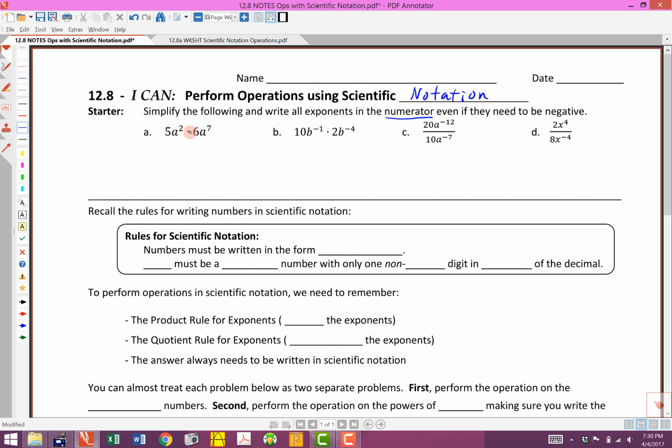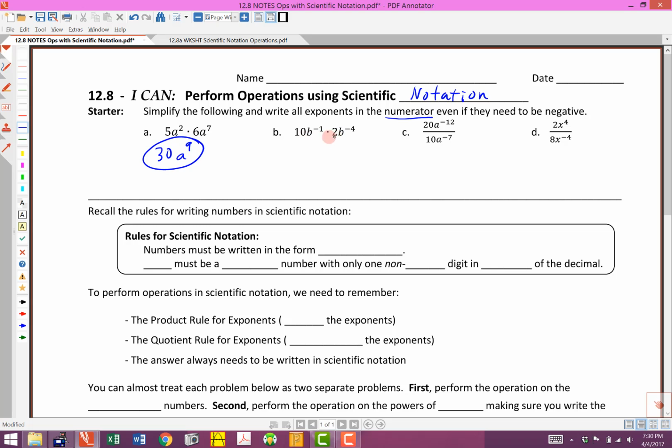We don't have any negative exponents on this one. Everything's already in the numerator, so we're going to take care of the numbers, find out what the final coefficient is here. 5 times 6, that's going to be 30. And then I have a to the second times a to the seventh. Same base, so the base is going to stay the same, and then we add the exponents, so we get 30 a to the ninth. We're going to circle that. That's our final answer on that one.